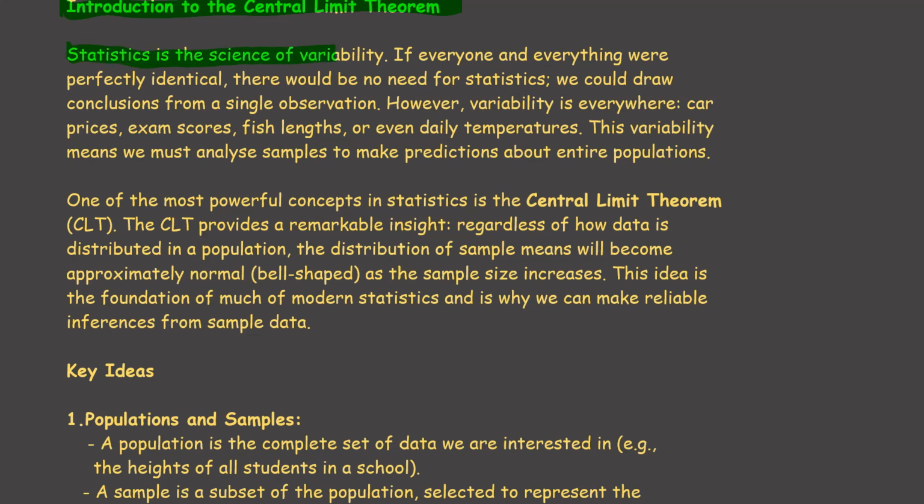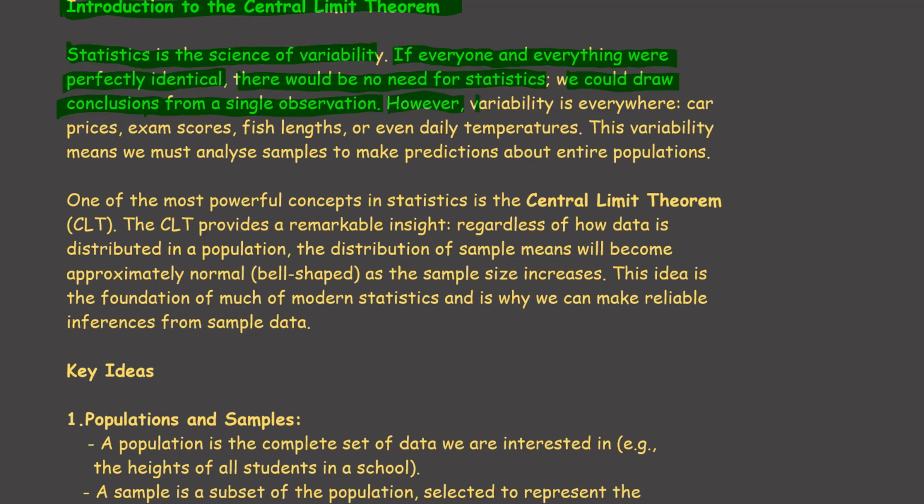Statistics is the science of variability. If everyone and everything were perfectly identical, everybody was the same height, the same weight, and so on, there would be no need for statistics. We could draw conclusions from a single observation.